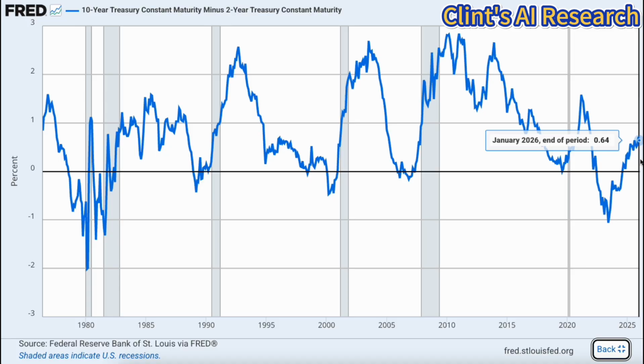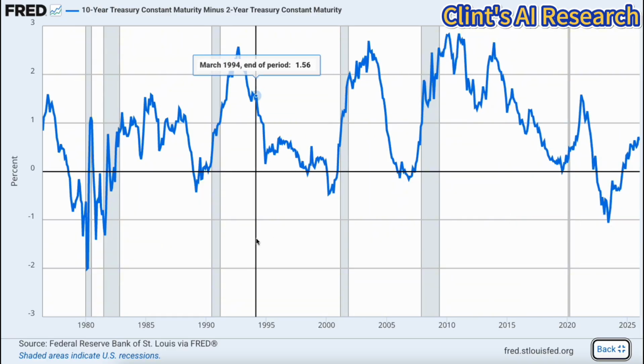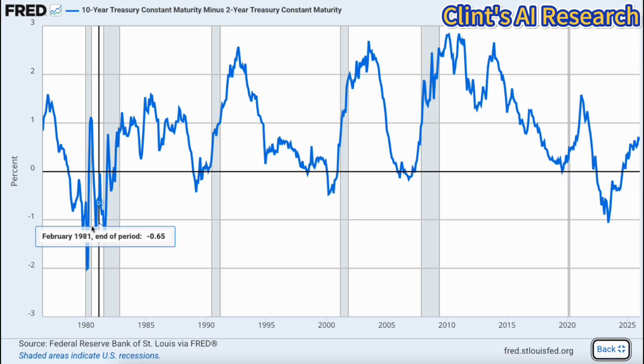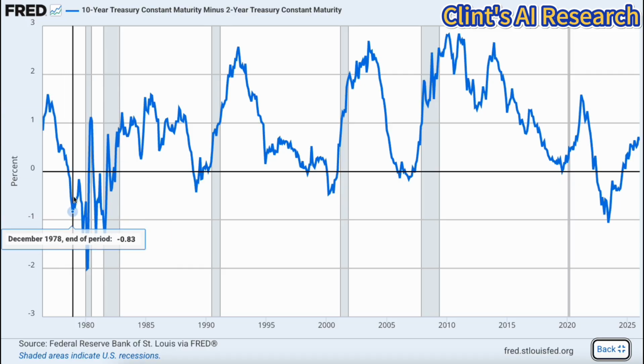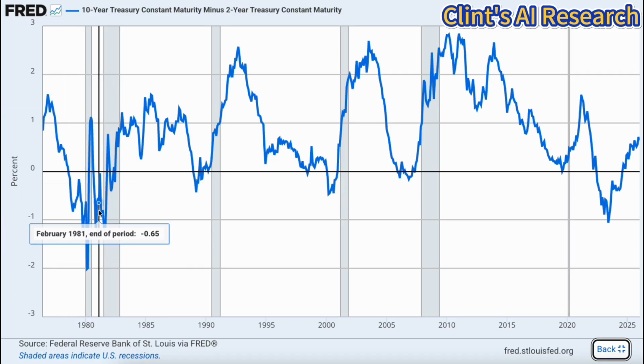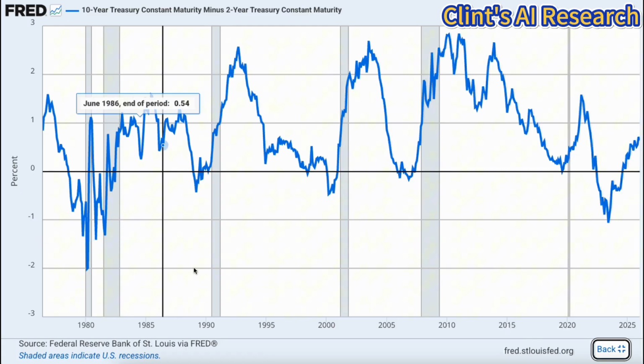Spread value, market sentiment, economic signal. Widening, increasing: growth is expected, expansion. Narrowing, flattening: growth is slowing down, caution. Negative, inversion: high anxiety about the near term, potential recession.